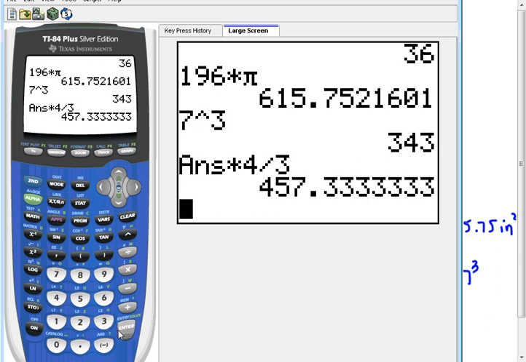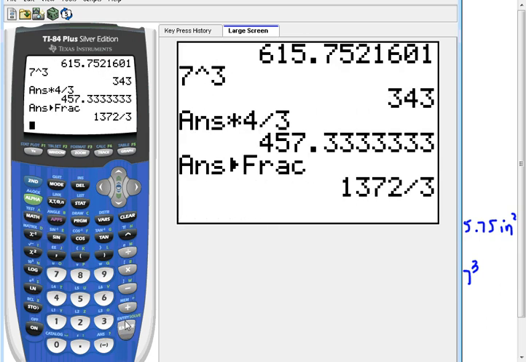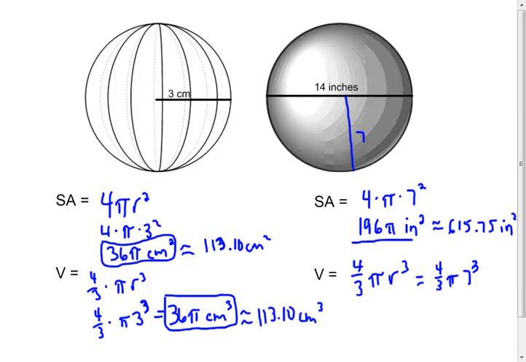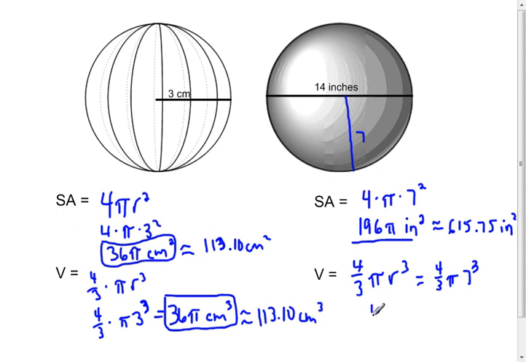And we get 457.3 repeating. So we'll convert that to a fraction, and we get 1,372 over 3. So the way we write that is 1372 pi over 3 inches cubed.